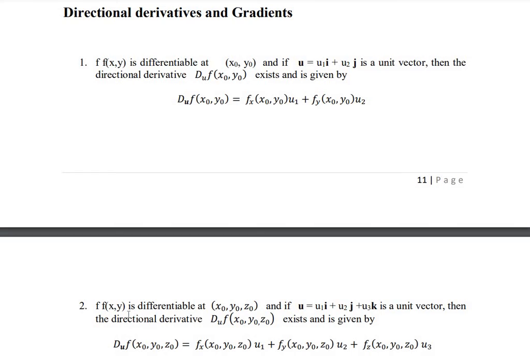As in the two-dimensional case, we can find the directional derivative in 3-space. If f of x y z is differentiable at x0 y0 z0, and if u equal to u1 i cap plus u2 j cap plus u3 k cap is a unit vector, then the directional derivative of f at x0 y0 z0 exists and is given by fx at x0 y0 z0 times u1, plus fy at x0 y0 z0 times u2, plus fz at x0 y0 z0 times u3.